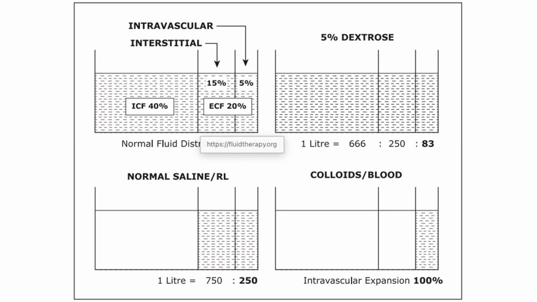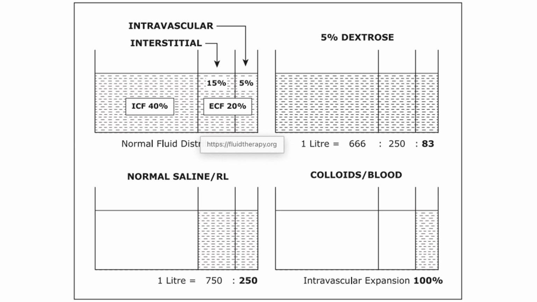Now, what happens when we give different types of fluids? First, if we give 5% dextrose, it contains dextrose and free water. The glucose will be utilized by the body, so what we have is only free water. So it will be distributed evenly throughout all the compartments.